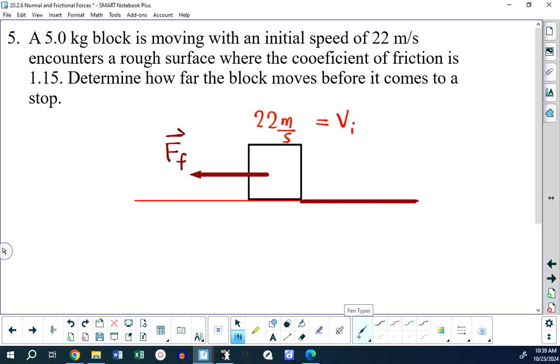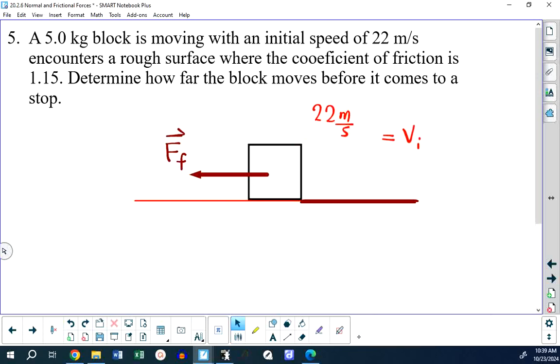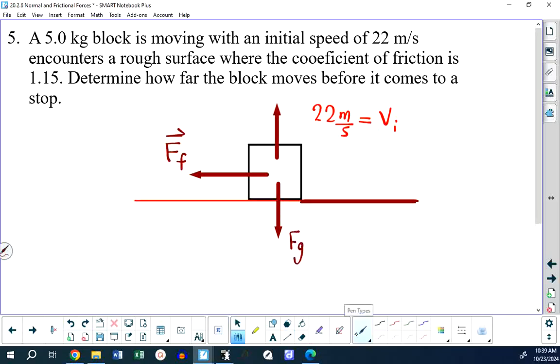Are there any other forces acting on this object? Well, yeah, there's a force of gravity. And there's a normal force. Are you guys on board with me when I say, yeah, but who cares? Well, we do care a little bit because that's going to tell us that the normal force is the same as the force of gravity in calculation form.